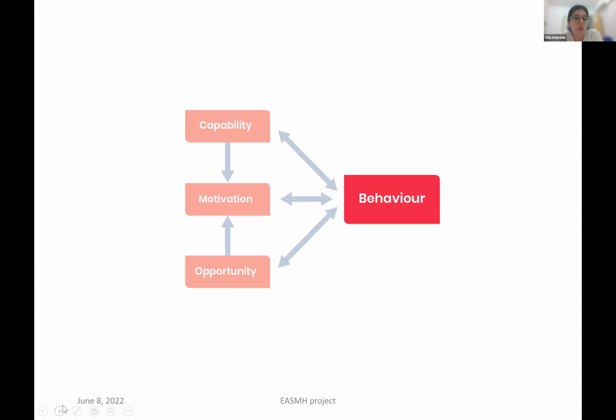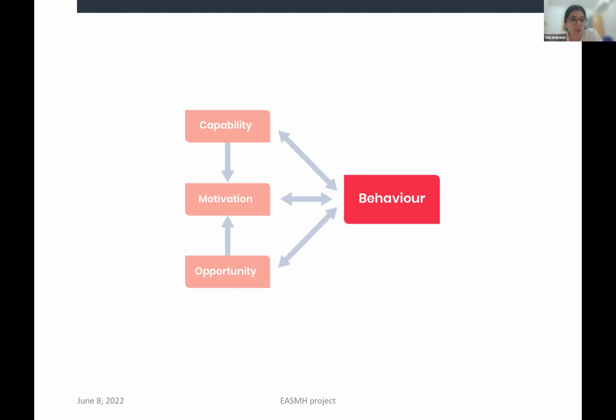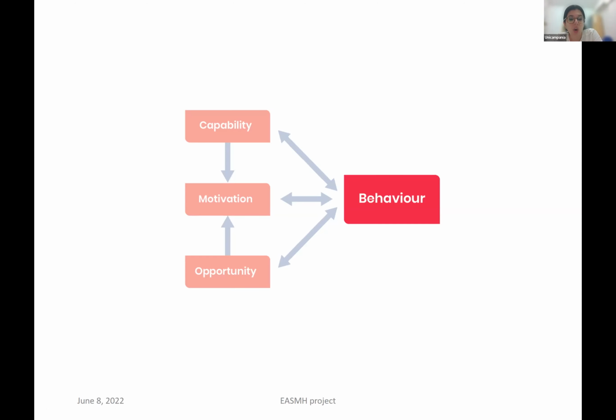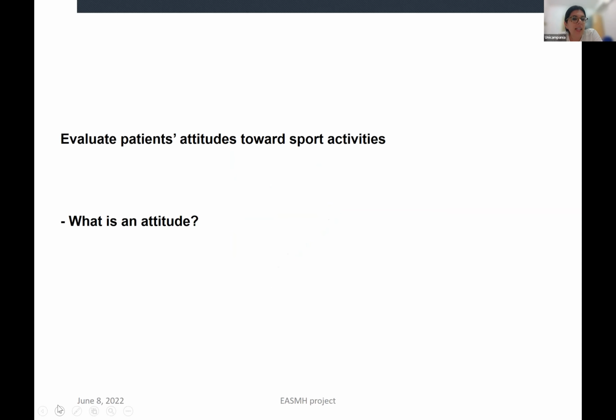But when we talk about all these dimensions, we are trying to evaluate their behavior towards sport-based activities. But we should consider that behavior is a complex phenomenon which is due to the interaction of capability, motivation, and opportunity. As we will discuss in one of the forthcoming sessions about motivation, we will also discuss the importance of using a motivational interviewing approach. First of all, we should also evaluate the attitudes and the expectations of people towards this kind of intervention. And first of all, I would like to ask you, what do you think an attitude is, in general?